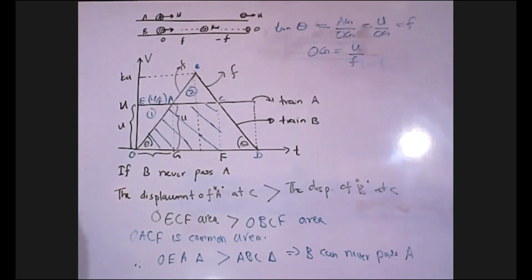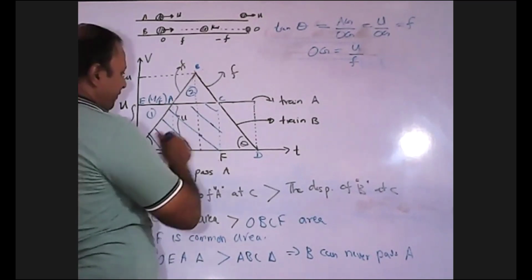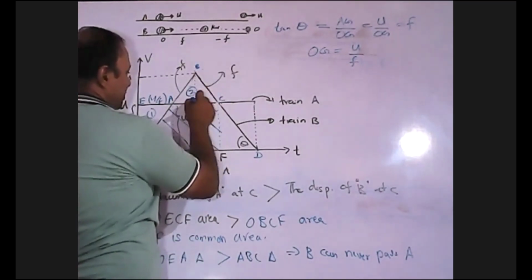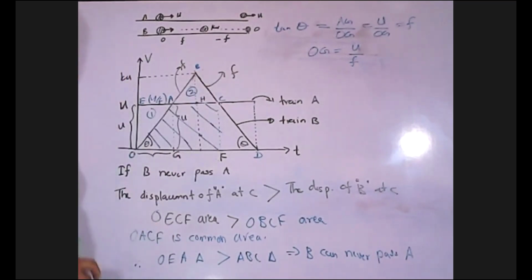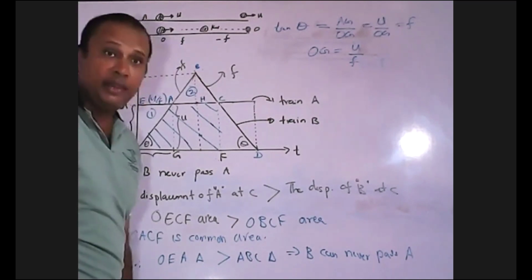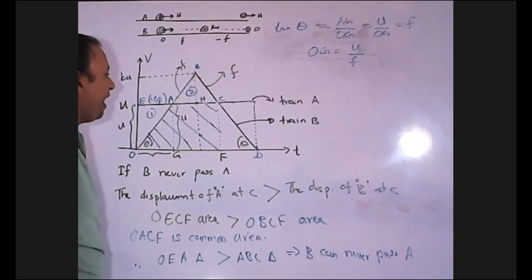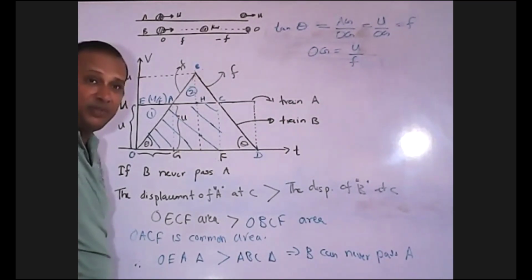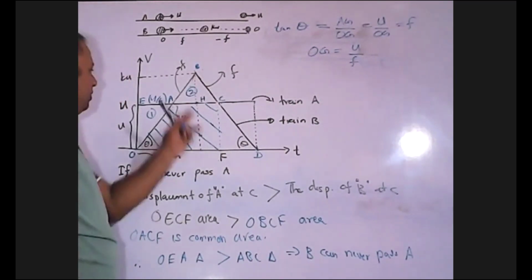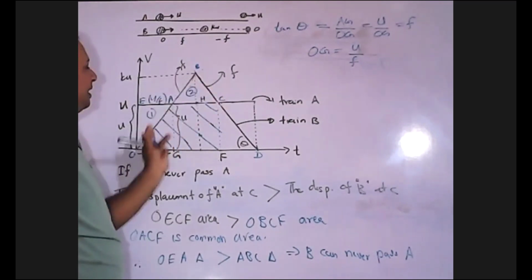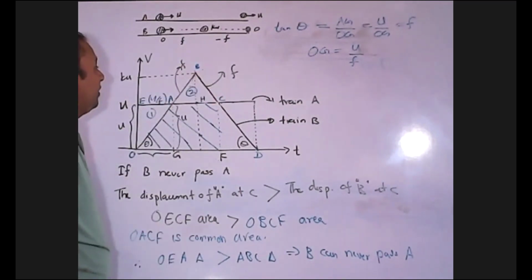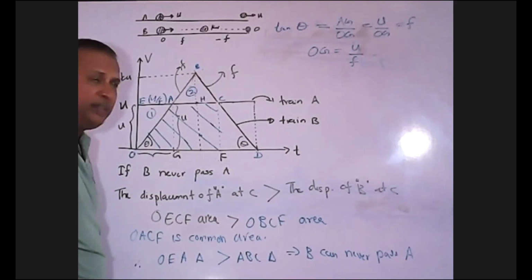Then A, B, C, D, E, F, G, H. Suppose this one is H. Now you have to find the ABC area. Instead of finding the ABC area, I can find the ABH area and multiply by 2 because it is symmetrical. Because this is an isosceles triangle, therefore this one is equal.